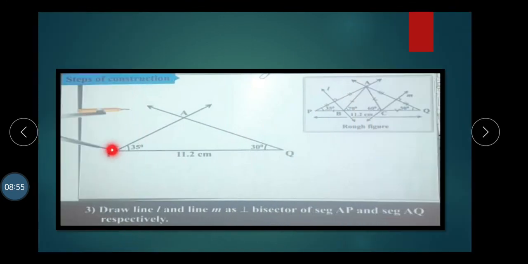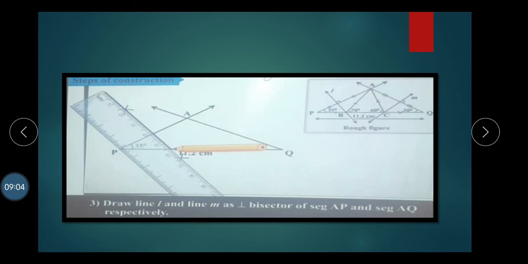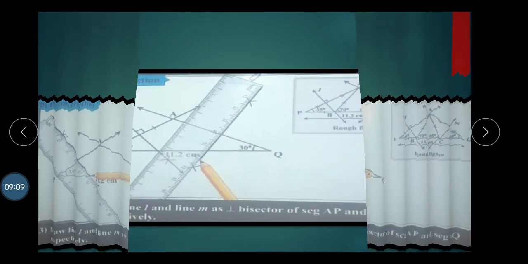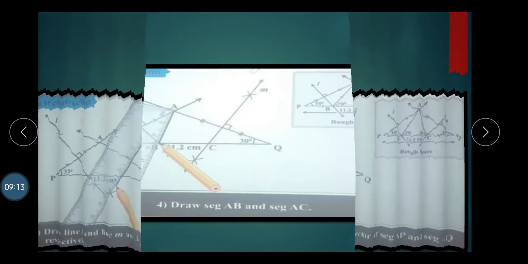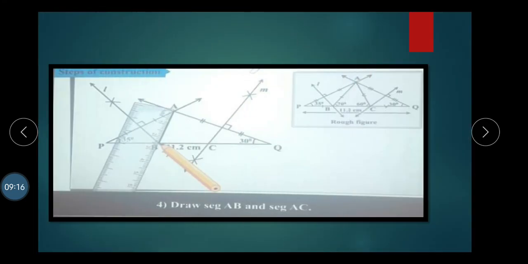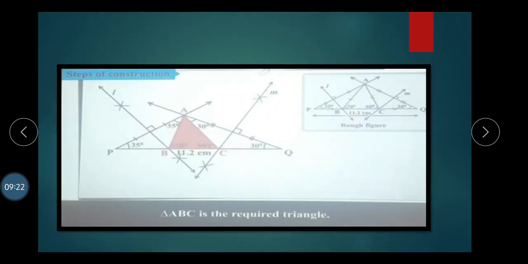Draw lines L and M as the perpendicular bisectors of AP and AQ respectively. This is the way you will be drawing your perpendicular bisector. Line L is done, line M is also done. Now we'll be joining seg AB and seg AC. So our triangle ABC is formed. Therefore, triangle ABC is the required triangle.